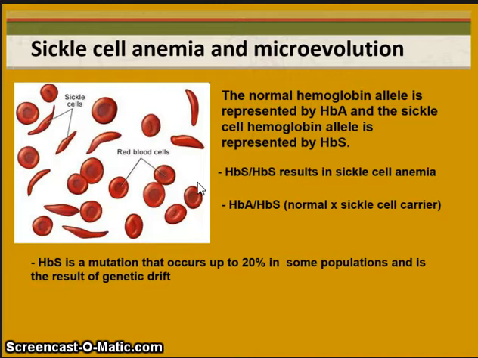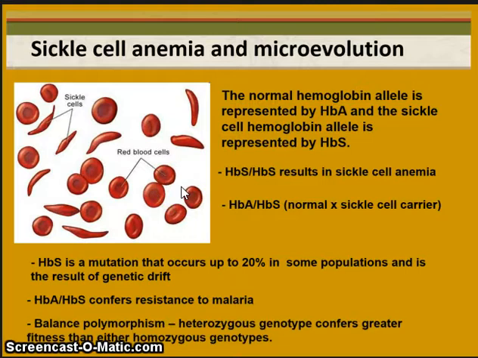Well, this is due to genetic drift, and it's also due to natural selection. So we particularly find this allele to be prevalent in areas where malaria is endemic. And that's because when people are heterozygous and they have the HbS allele, this actually confers resistance to malaria. So this is an example of what we call balanced polymorphism. It's where the heterozygous genotype confers greater fitness than either homozygous genotype.